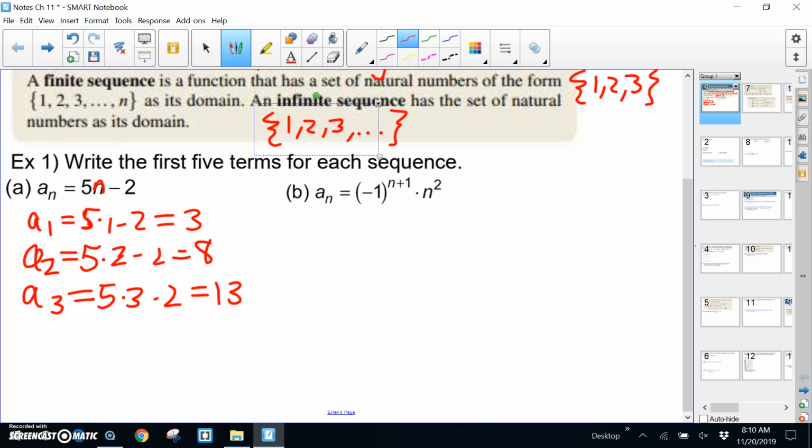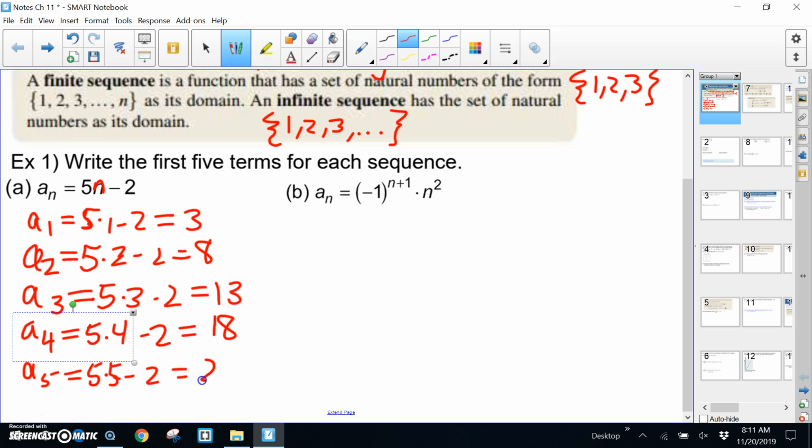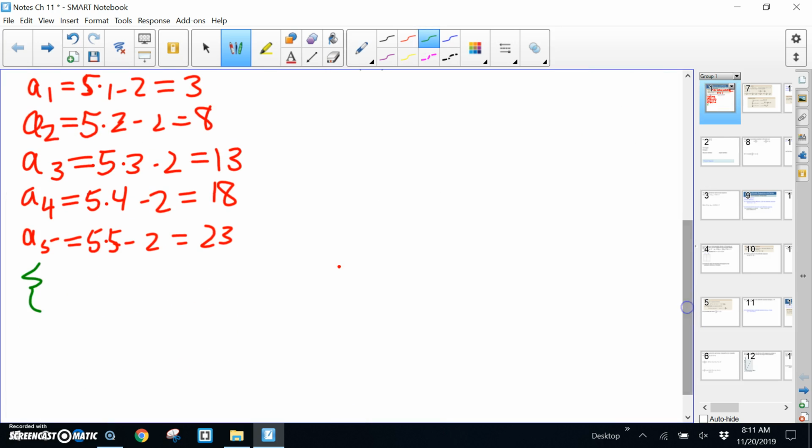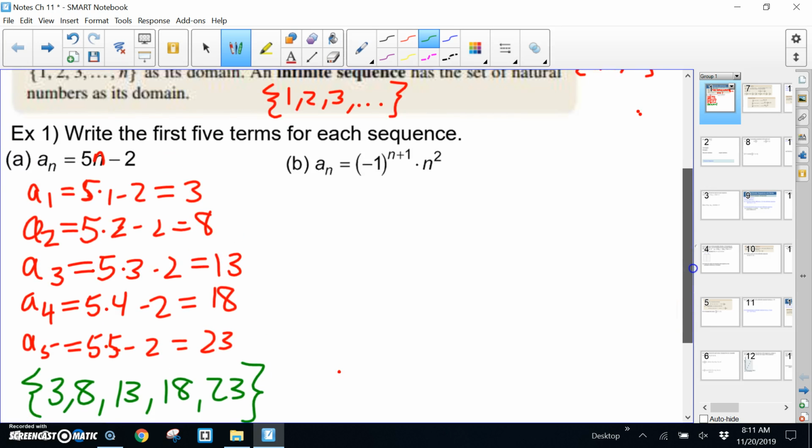And at some point, you're going to see a pattern. It looks like I'm just adding 5 to the next number. So you can tell the next number is going to be 18 without even doing the math. But let's go ahead with it. A4 is going to equal 5 times 4 minus 2. That's 20 minus 2. That's 18. And the fifth term, A5, is 5 times 5 minus 2. 25 minus 2 is 23. Okay, so there are my first 5 terms. Let's go ahead and wrap it up like this and say 3, 8, 13, 18, and 23. Those are my first 5 terms.